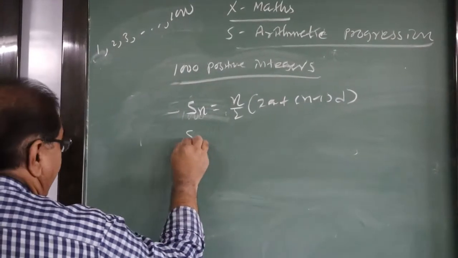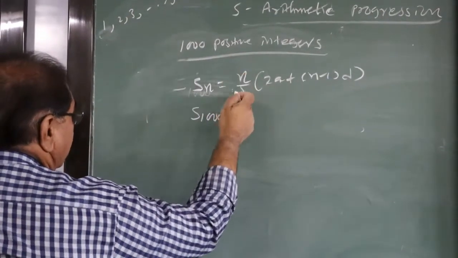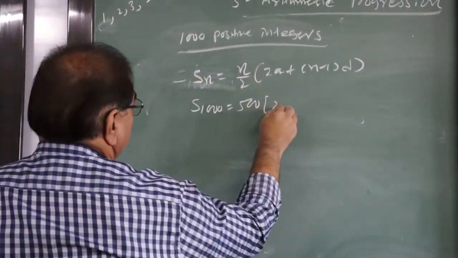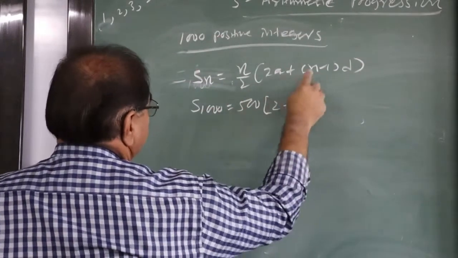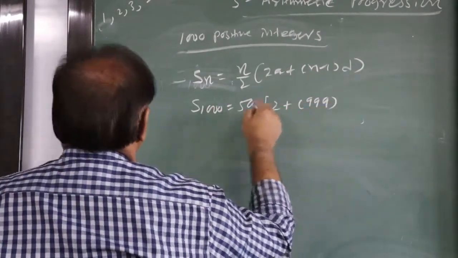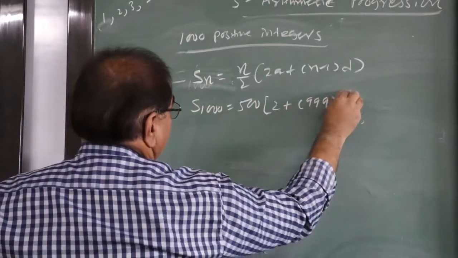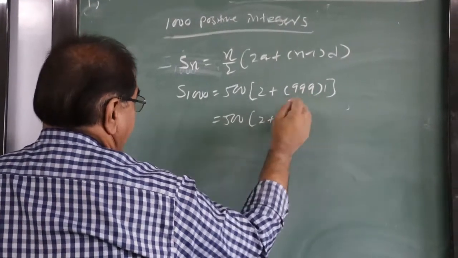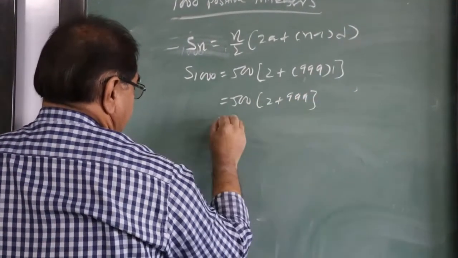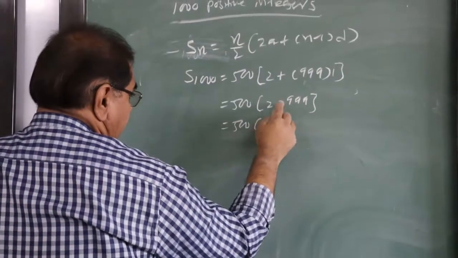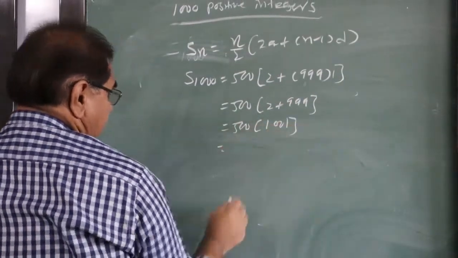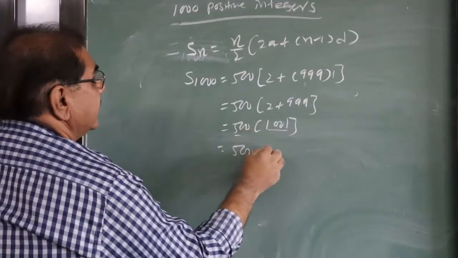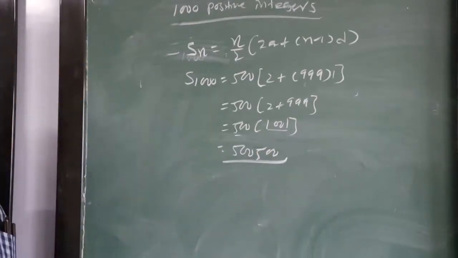So I want to find S1000. 1000 upon 2, 500. 2a, 2 ones are 2 plus n minus 1, 1000 minus 1, 999. Difference 2 minus 1, 1. So it is 500 into bracket 2 plus 999 ones are 999. So it is 500 into 1001. First of all, 1001 5s are 5005 and this 00. So this is your answer.